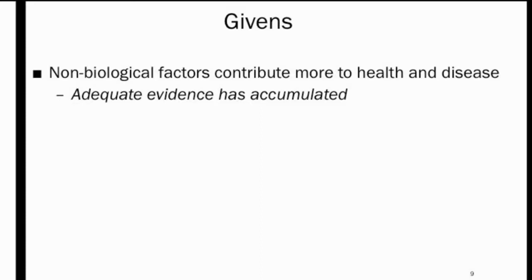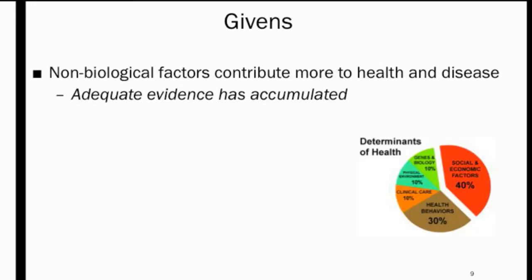I also want to ask you to stipulate a few things for me. Just like in geometry, you don't have to reprove something that's already proven. All the angles in a triangle are going to add up to 180. There are some things that I will not be proving today. I'm going to ask you to stipulate. There are things that you can go to the literature and find, and one of those is that non-biological factors contribute more to health and disease than other factors. We have adequate evidence for that. This is the way it's most commonly attributed in terms of the factors affecting health and disease.